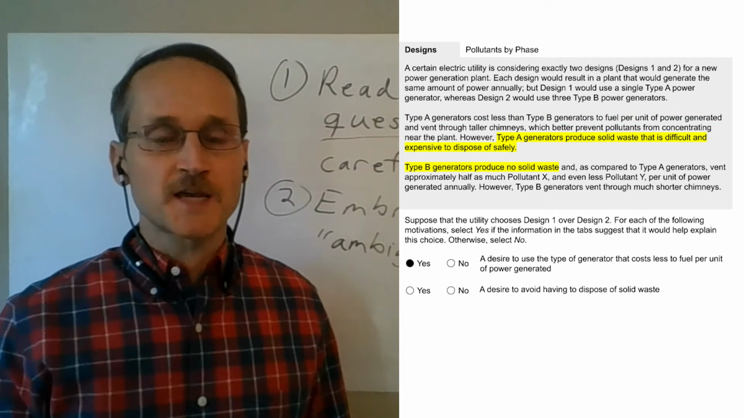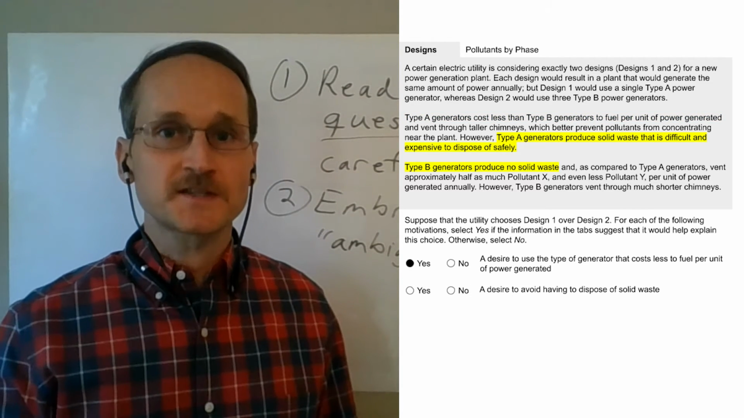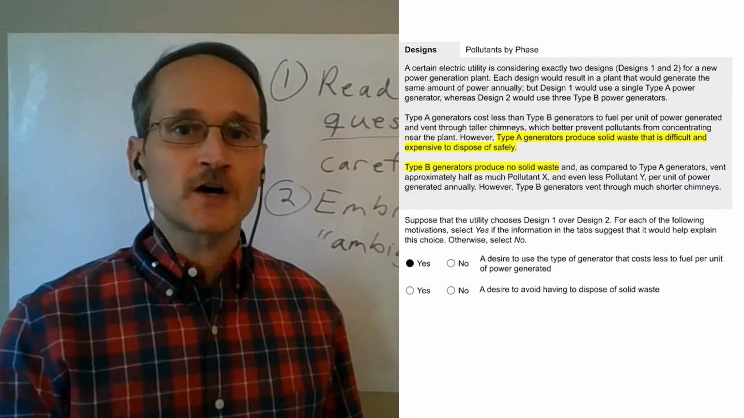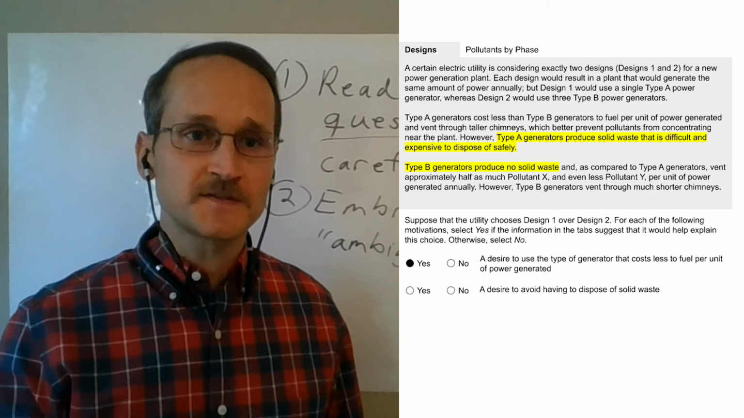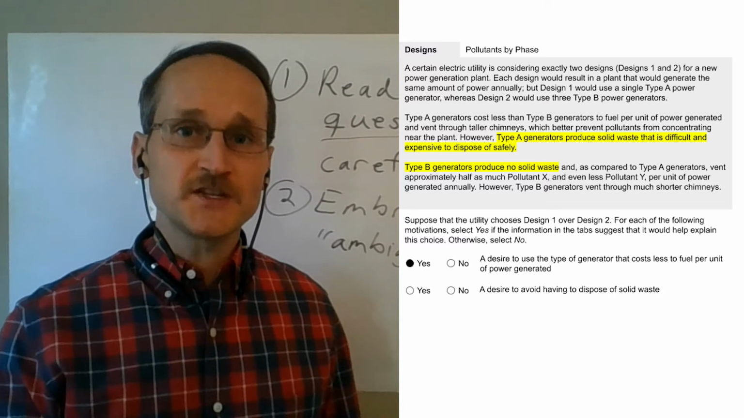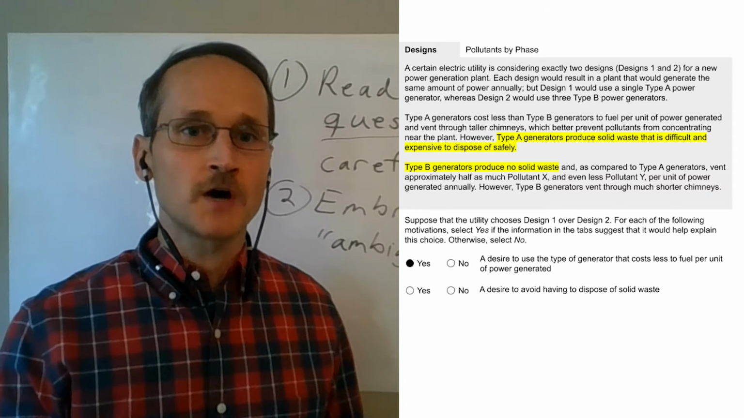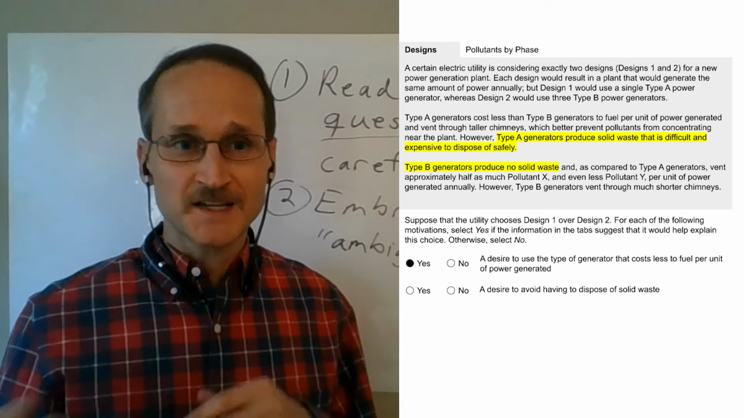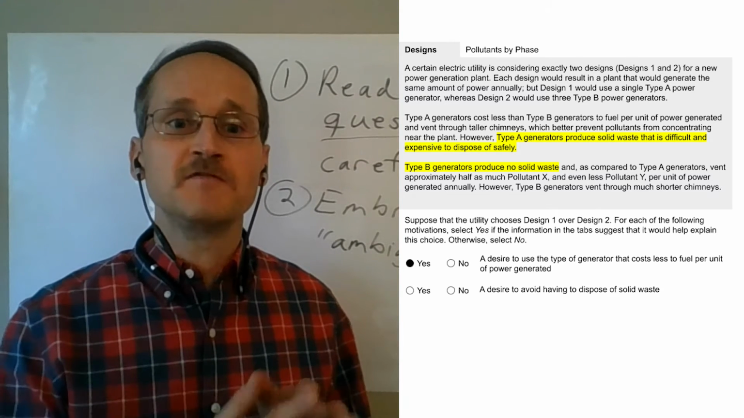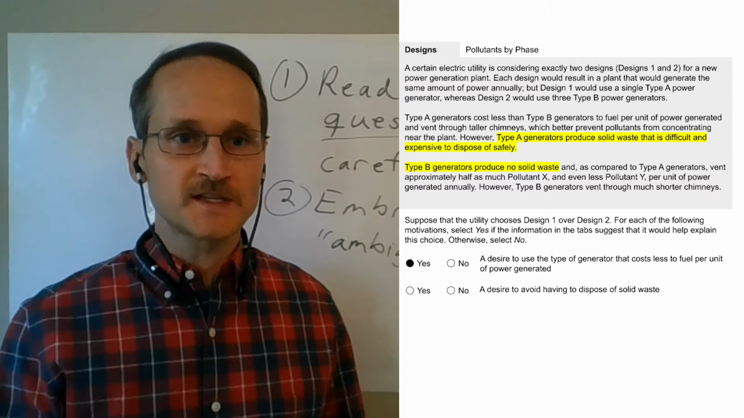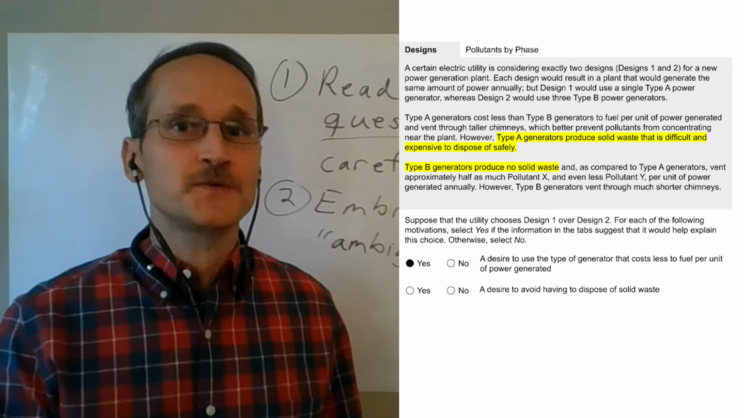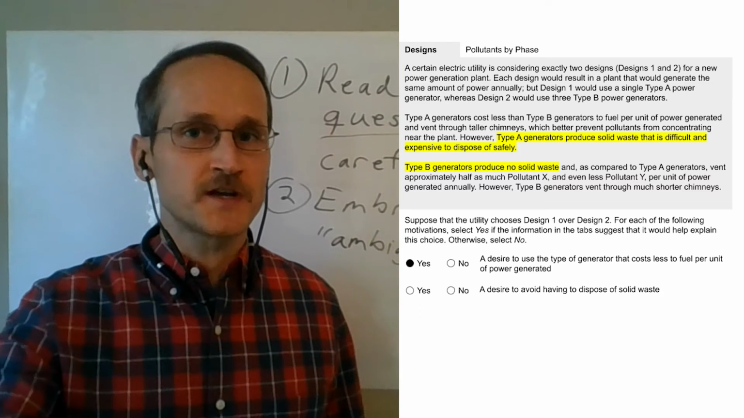Statement 2 is talking about disposal of solid waste. Back up in the tabs, we're told that type A generators produce solid waste that is difficult and expensive to dispose of safely. Type B generators produce no solid waste. So this is actually a reason to choose design 2. If we're motivated by a desire to avoid disposing of solid waste, we want type B, we want design 2. So this is not a reason to pick design 1. The answer here is going to be no.